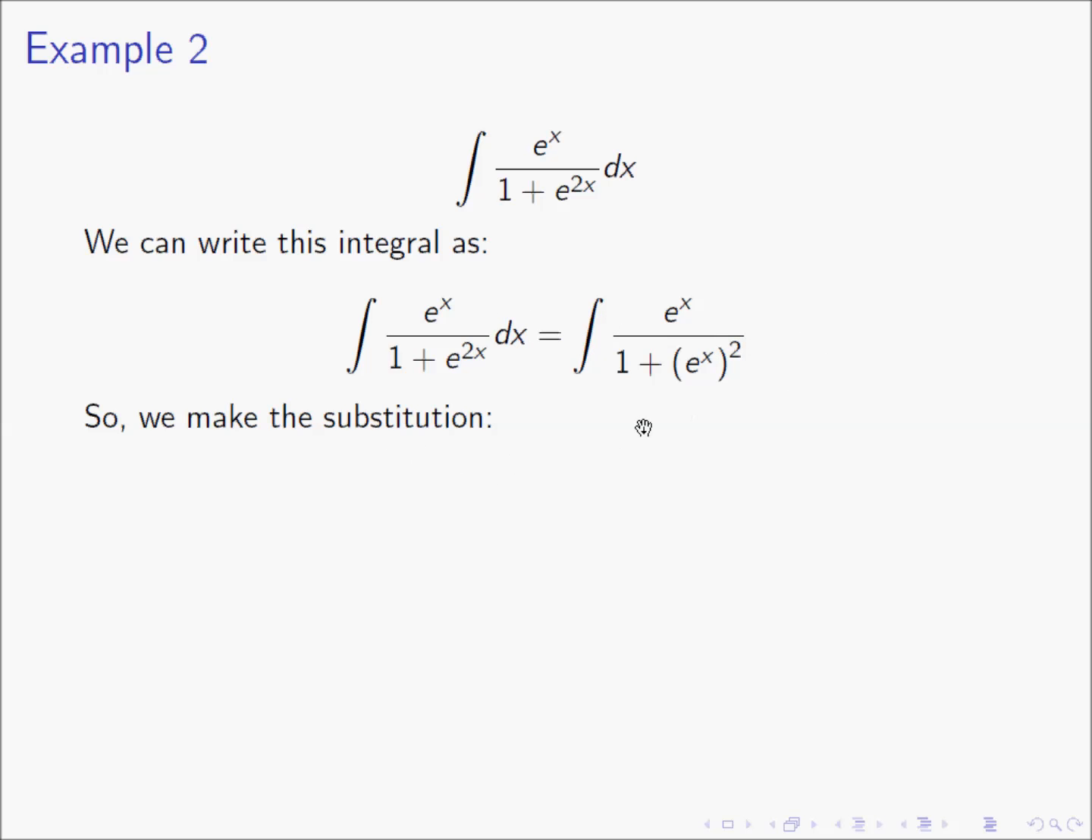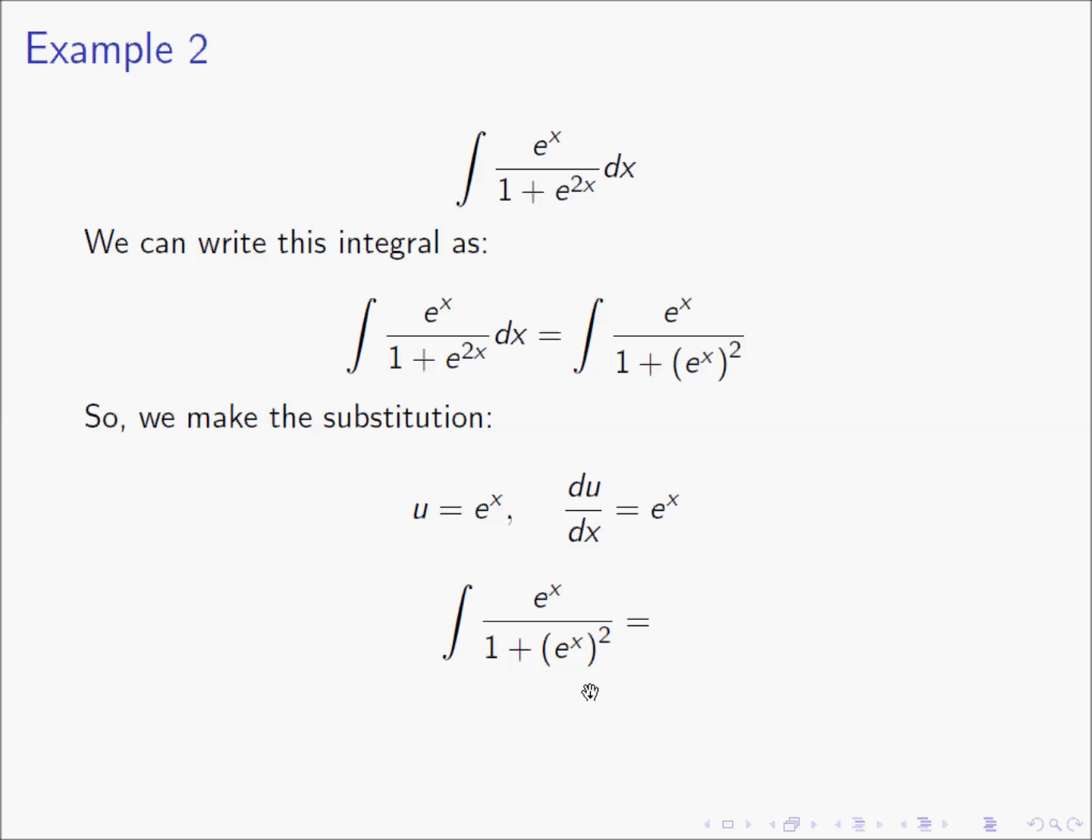So here we're going to make the substitution u equals e to the x. That means that du/dx will also be e to the x, because the derivative of e to the x is e to the x. So we're going to replace now in our integral, and in the numerator we're going to replace e to the x by du/dx, and in the denominator we're going to replace e to the x by u.